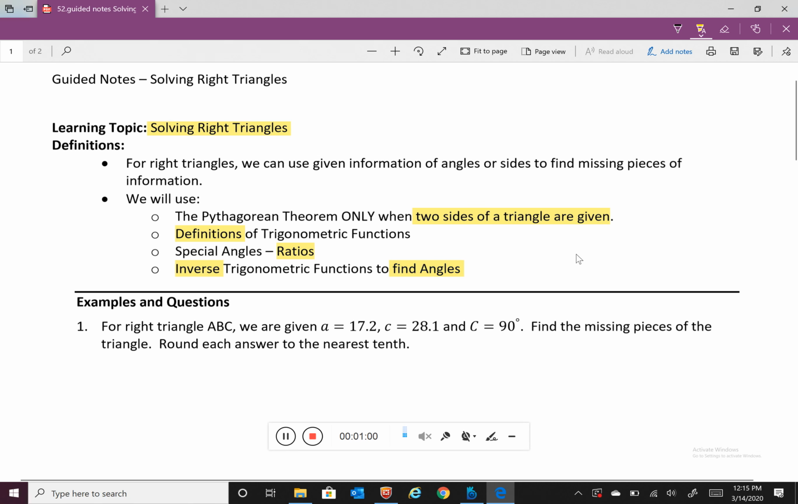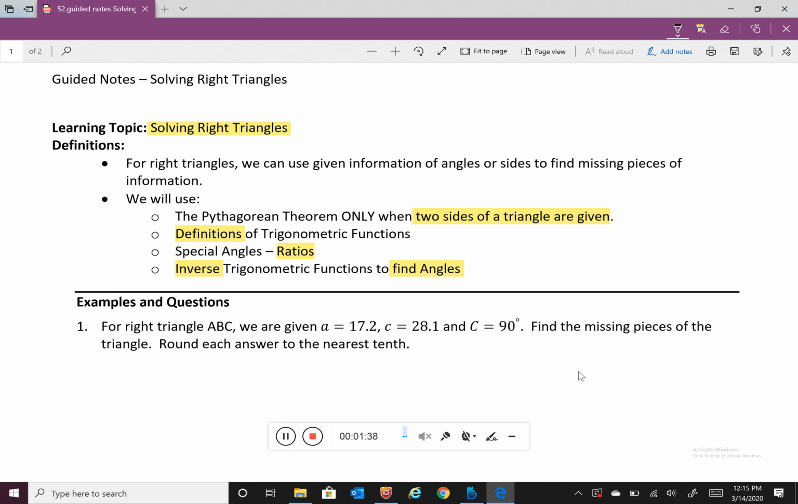So for our first example of solving a right triangle, we are given a equals 17.2, c is equal to 28.1, and then C is equal to 90 degrees. The first thing I want to make sure we understand is that a is a side, and we know this for two reasons. One, a is given in lowercase, and secondly, 17.2 does not have a degree symbol. That is the same for c equals 28.1.